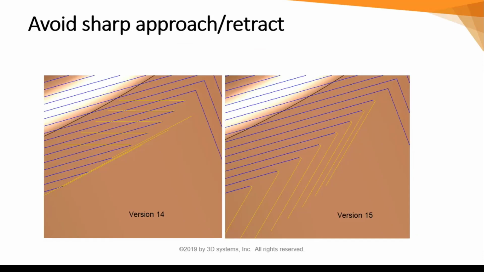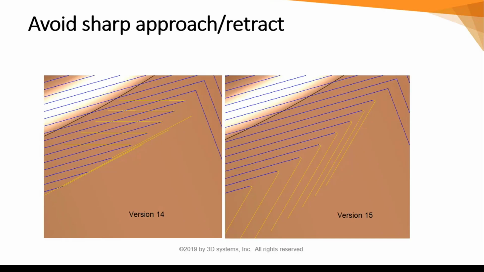And the last slide for this presentation is basically a toolpath quality improvement. Avoid sharp approach and retract. Basically, this was a bug fixing. What is happening is when approach or retract fails, a round corner is created by shortening the milling path.